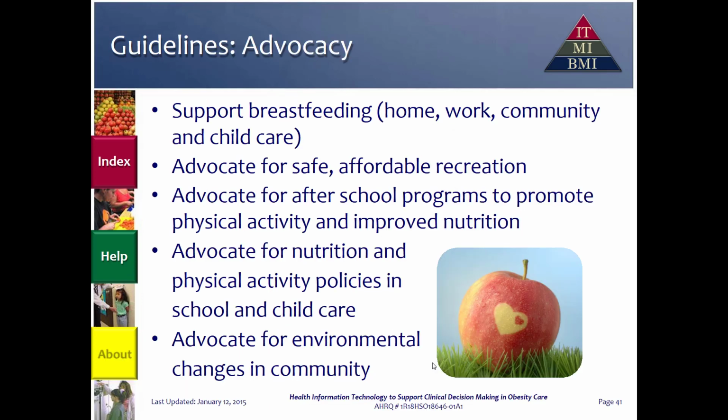The advocacy work depends on the community that the clinician is in, but some examples could be supporting breastfeeding, having home, work, community, and child care policies that support the breastfeeding mother, advocate for safe, affordable recreation, advocate for after-school programs to promote physical activity and or improve nutrition, advocate for nutrition and physical activity policies in the school or child care setting, and advocate for environmental changes in the community.